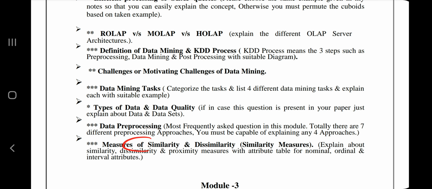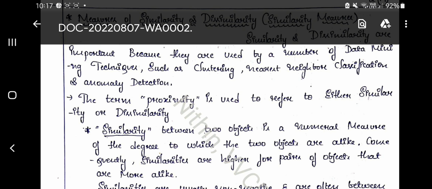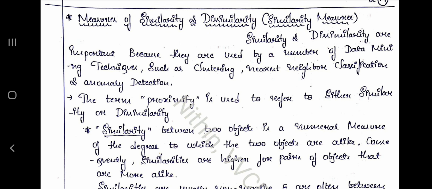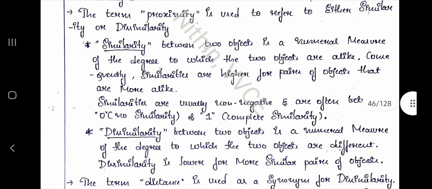Finally, we have the topic which is measures of similarity and dissimilarity. Here some numericals are also asked. I will be discussing the numericals in a separate video. Here I will only discuss the theory. So what do you understand by the term similarity and dissimilarity? Similarity means same, dissimilarity means different, right? That much only is there.